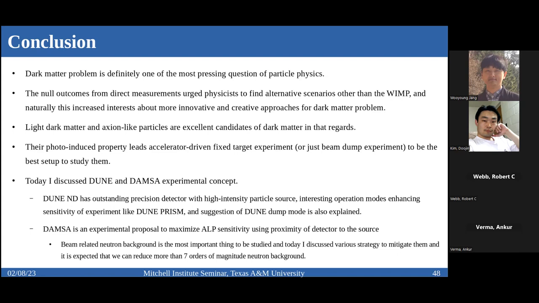So today I covered mostly the beam-related neutron mitigation strategy. Different strategies can be applied in order to mitigate those neutrons, and simulation shows that at least a second order of magnitude of neutron background can be controlled, and we will benefit by exploring some unexplored region of the dark sector particles. Thank you very much.